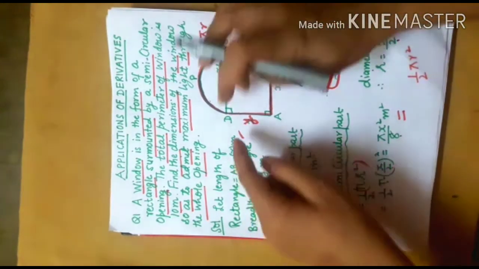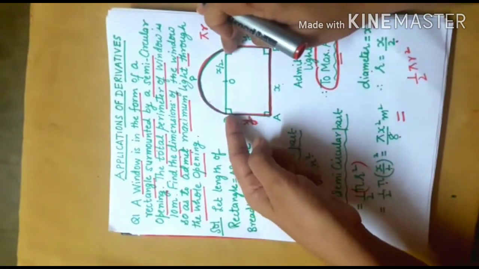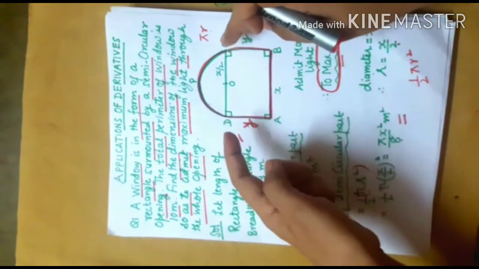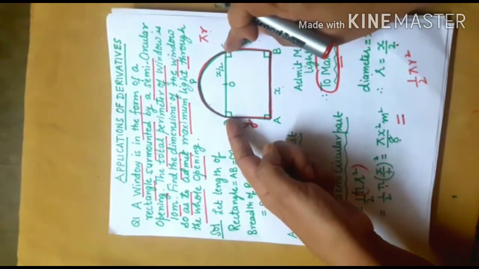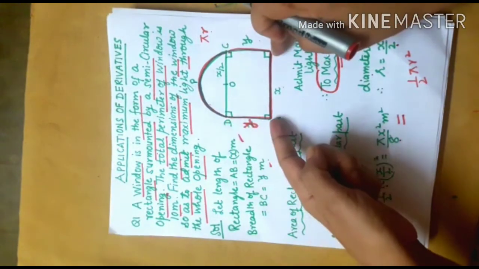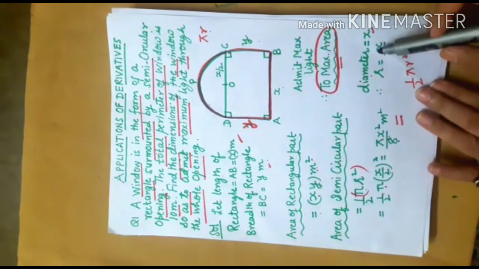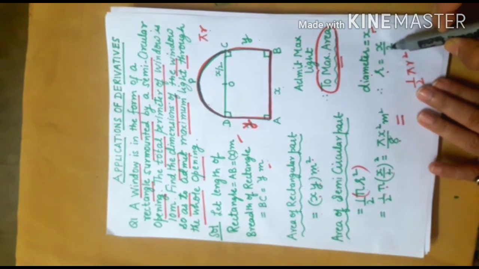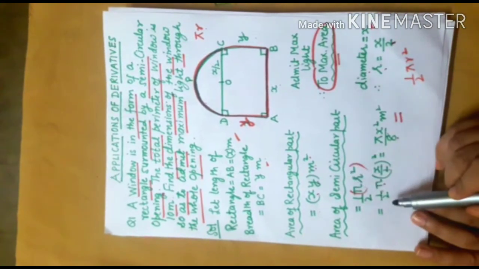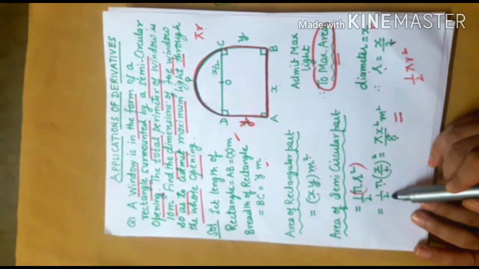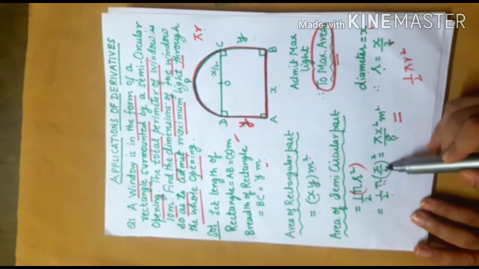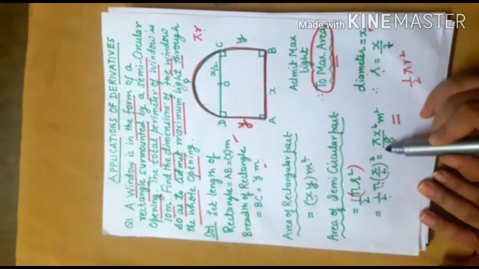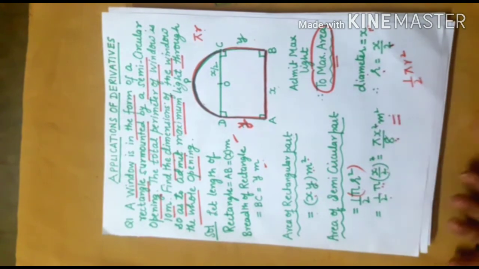Now look here, this semicircle is made on the side DC as the diameter. So the length of the diameter will be equal to DC, which is equal to x. So if the diameter is equal to x, then the radius will be x over 2. So the area of the semicircular part will be 1 by 2 pi x over 2 whole squared, that is pi into x squared over 8 meter square.